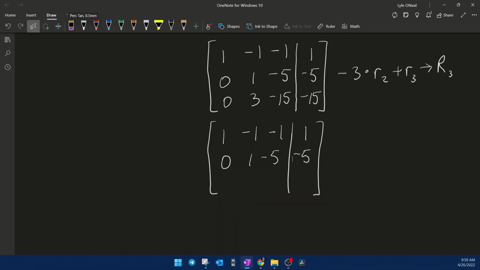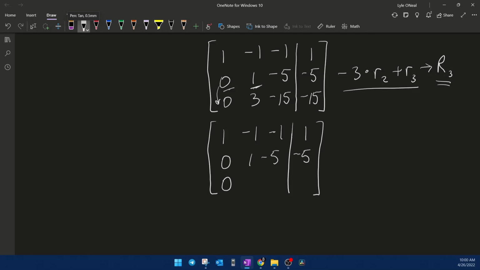Okay, so if you can tell what's happened, I have written my new matrix. Remember, only row 3 is going to change. So I've already copy and pasted rows 1 and 2. And now we need to execute this row operation. Multiplying everybody in row 2 by negative 3. 0 times anything is 0. Adding to the corresponding element in row 3 will retain the 0, which is important.